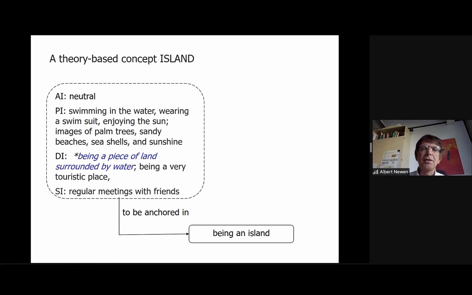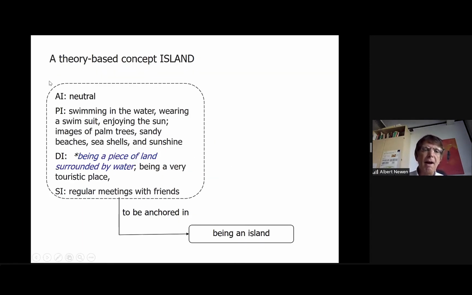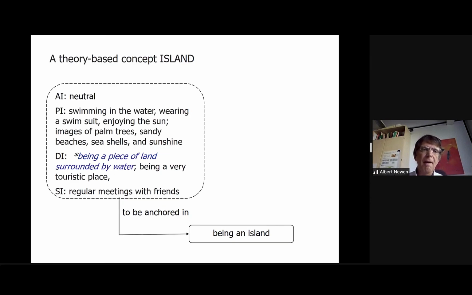The shift to the theory-based concept is actually then represented by now making the descriptive information, being a piece of land surrounded by water, to be the constitutive information, but still keeping all the other information available and integrated. And since it is integrated and associated, you can also shift from a perception-based concept to a theory-based concept. And we, as adults, keep this performance and ability.